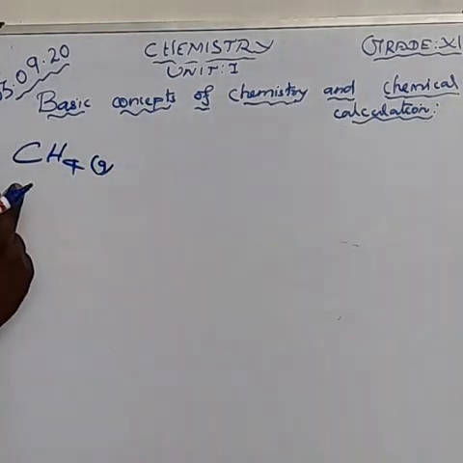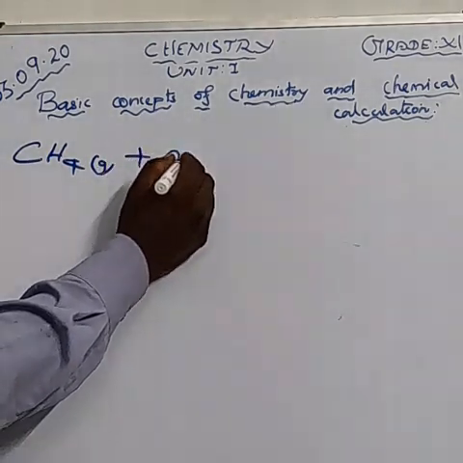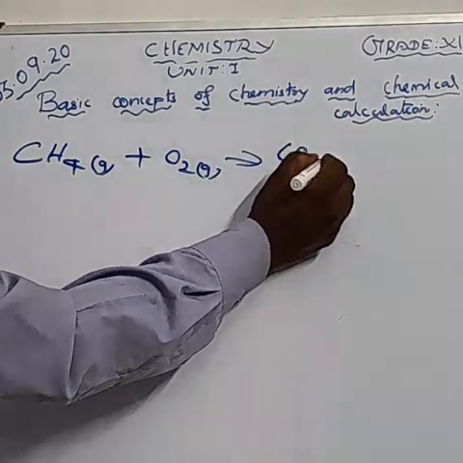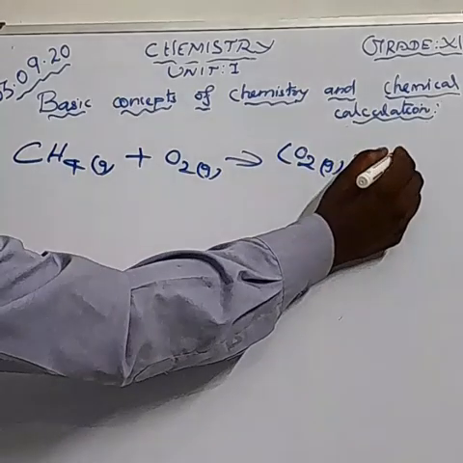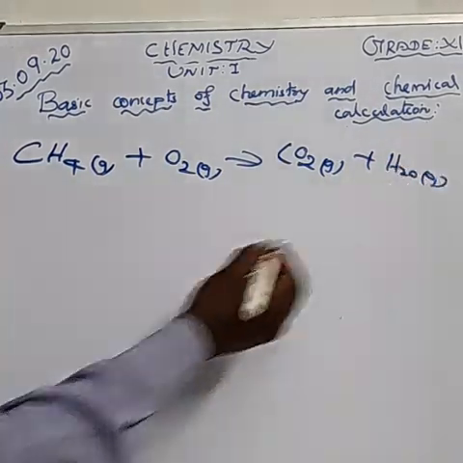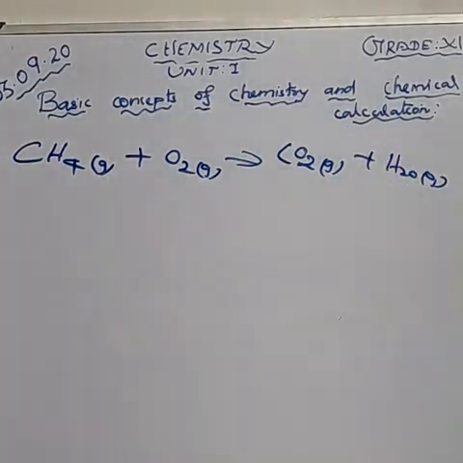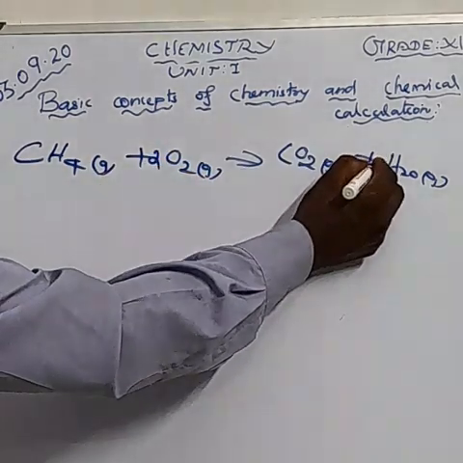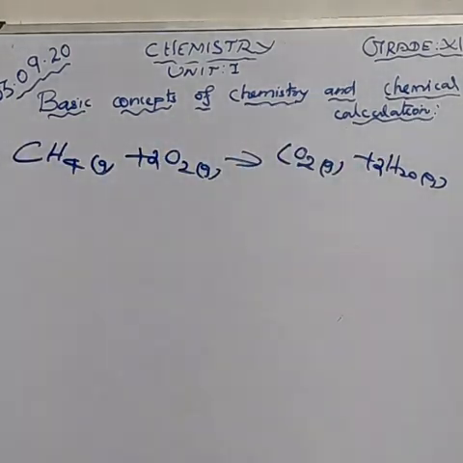It undergoes combustion with the air, that is oxygen, O2 gas. We get carbon dioxide gas plus water, which is also in the gaseous state. Already I told you how to balance the equation. Put a 2 here and a 2 here. Now the equation is balanced.